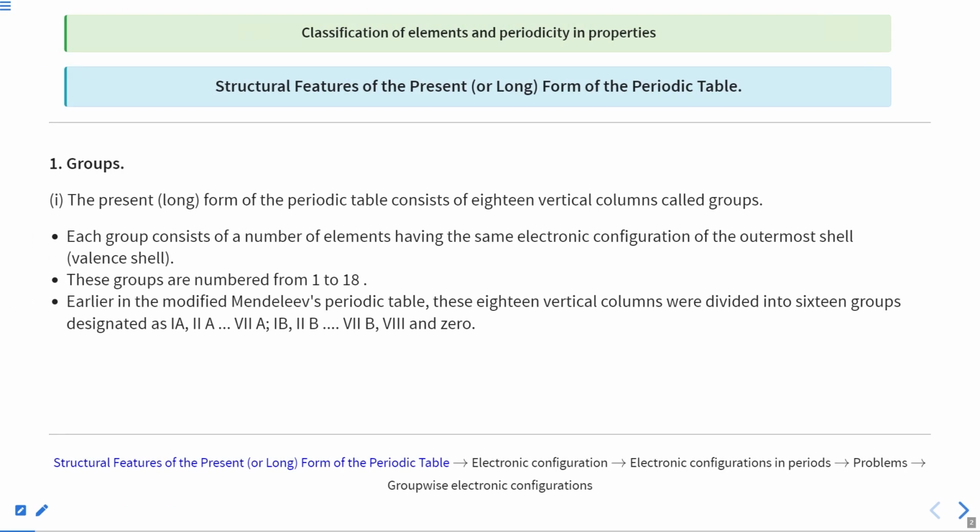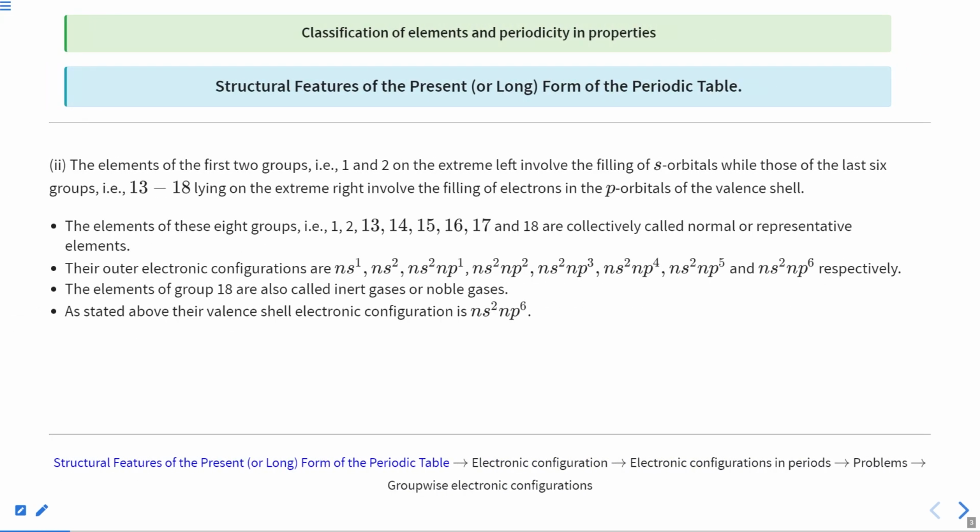These groups are numbered from 1 to 18, or we can name them 1A, 2A, 3A, 4A up till 7A and 1B to 7B. The elements of the first two groups, group 1 and group 2, on the extreme left, involve the filling of the s orbital, while those in the last groups, 13 to 18, involve the filling of the p orbital. The elements of these groups, that is 1, 2, 13, 14, 15, 16, 17, 18, are collectively called normal or representative groups. We are not talking about the middle ones flanked by these columns, but about the left 2 columns and the right 6 columns.